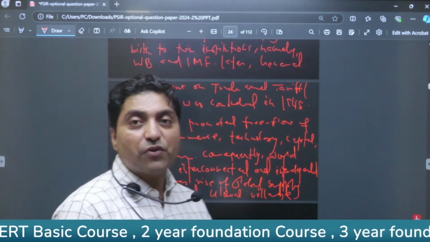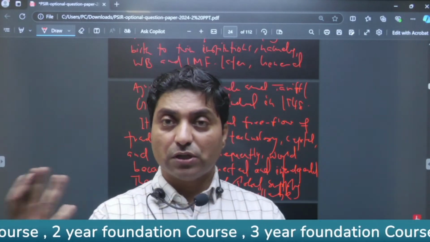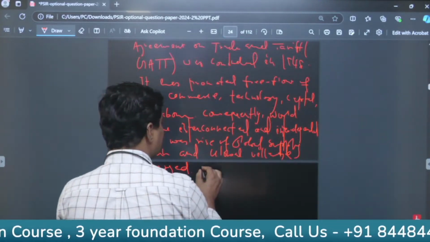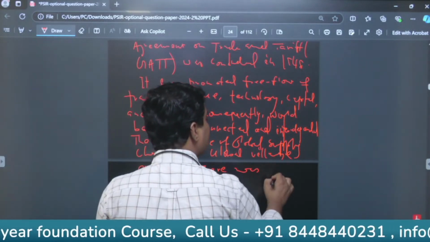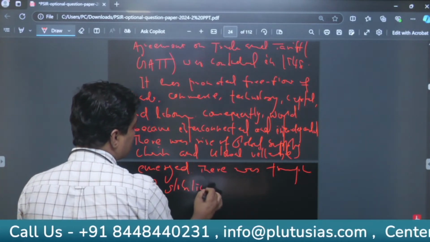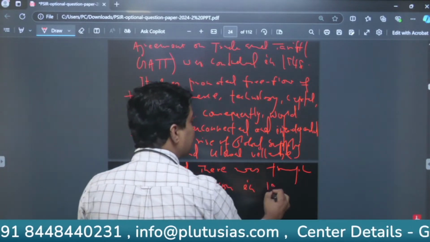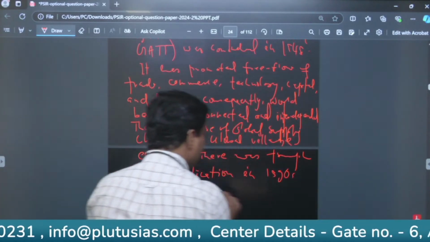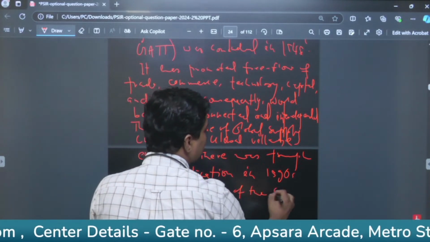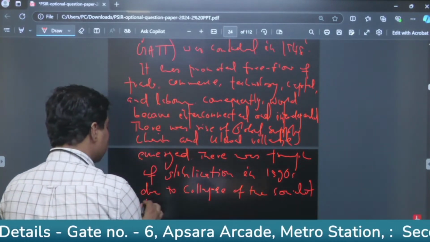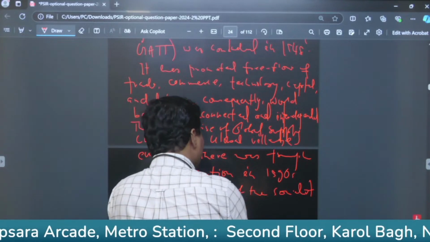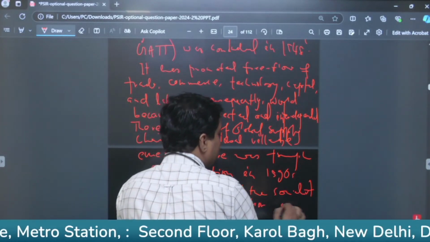And there was a triumph of globalization, especially in the 1990s, due to the collapse of the socialist system and the collapse of the USSR, and the promotion of the Washington consensus.